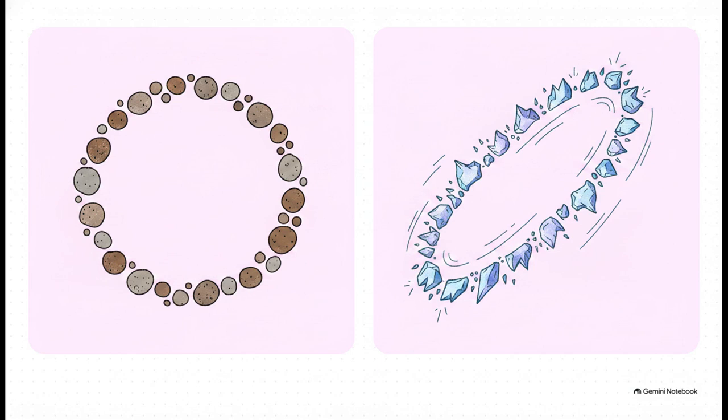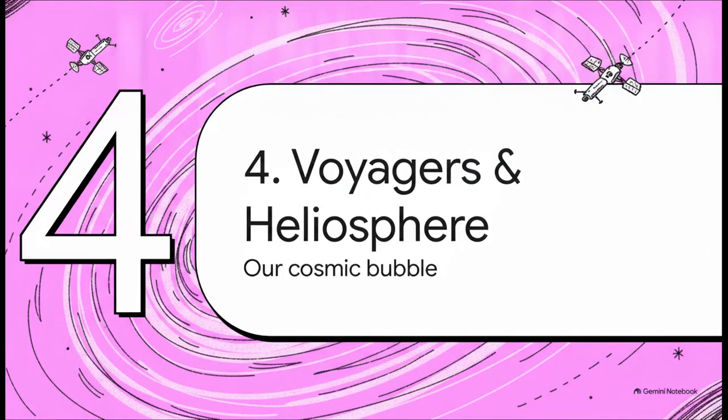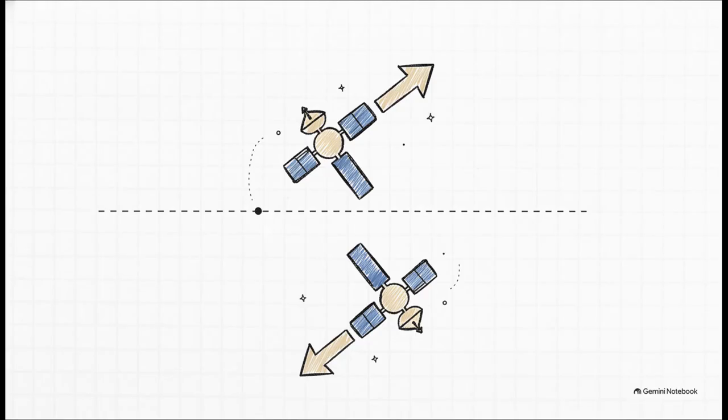They are literally being launched high above and deep below the rest of the solar system. Part 4. Voyagers and the heliosphere. This is quite possibly one of the most mind-bending facts about our actual cosmic exploration. We didn't just send our space probes straight out along the flat plane.